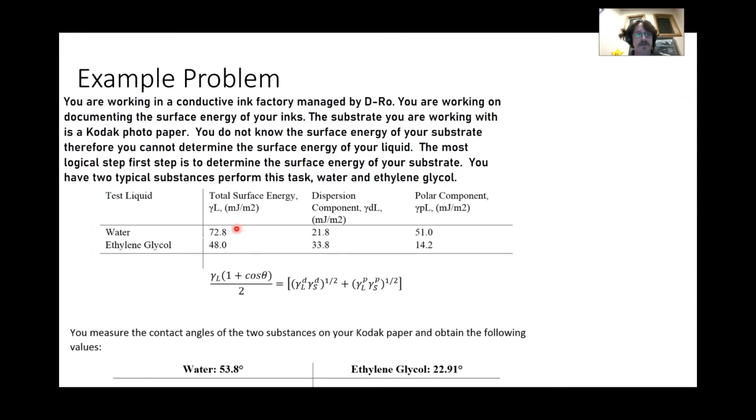So you have your contact angle for water, and you have your contact angle for ethylene glycol. The dispersion component and the polar component are also tabulated. You can use this Owens-Wendt-Kaelble equation to calculate it. You've measured the contact angles of your liquids on the Kodak paper, and you find that water has 53.8 degrees and ethylene glycol has 22.91 degrees. So let's go ahead and work through this. You'll have to use some elimination and substitution to do it.